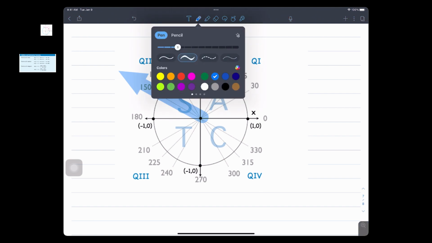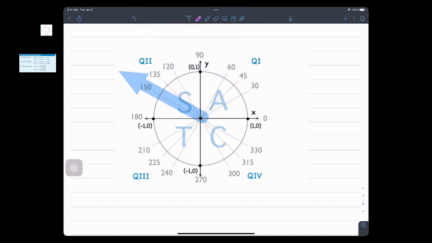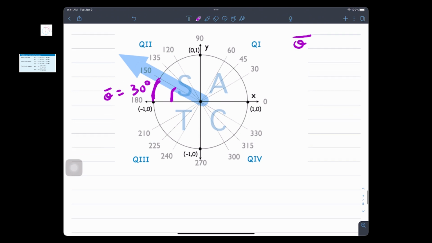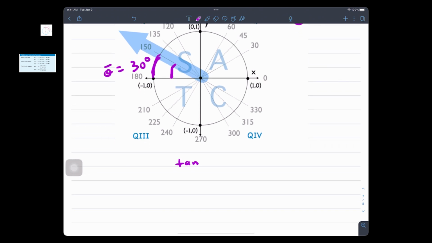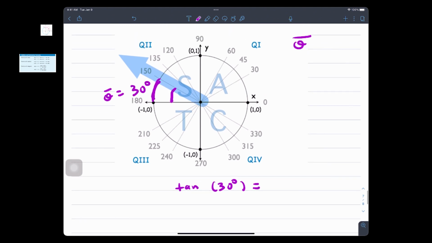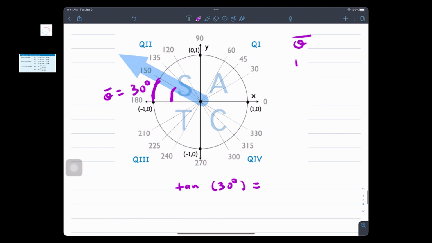I'm going to get out my purple. I need a reference angle. Isn't the reference angle right here? What angle's there for the reference? 30 degrees. Good. Outstanding. You guys did the homework on that. 30-degree reference angle. So what I need to know is what is tangent of the reference angle of 30 degrees. Without that, I can't do this question.